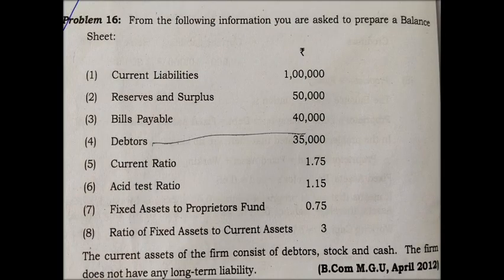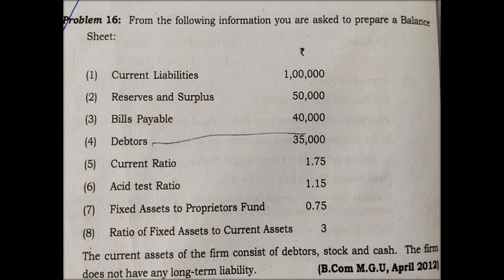Question. From the following information, you are asked to prepare a balance sheet. In the question: current liabilities 1 lakh, reserves and surplus 50,000, bills payable 40,000, debtors 35,000, current ratio 1.75, acid test ratio 1.15, fixed assets to proprietors fund ratio is 0.75, ratio of fixed assets to current assets 3. And in the additional information it is said that current assets of the firm consist of debtors, stock, and cash. The firm does not have any long-term liabilities.